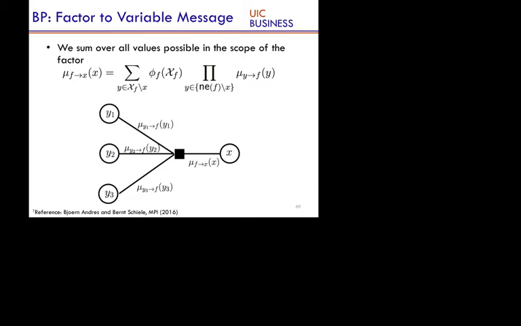This part is clear. These 3 messages are a product. There is no sum happening; this is just a product. There are 3 messages, so 3 product terms here. Now what is this? This is just the factor associated with the factor node itself. If you remember the factor, this is slide 69, right?